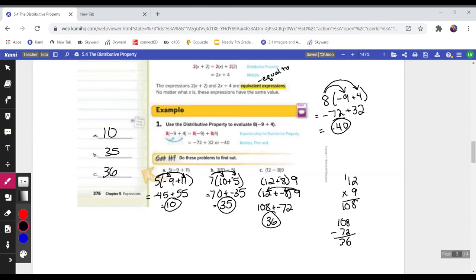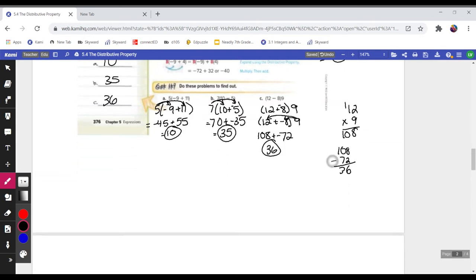So as you can see, sometimes I need to show my work off to the sides, and there's absolutely nothing wrong with that. That is absolutely allowable.